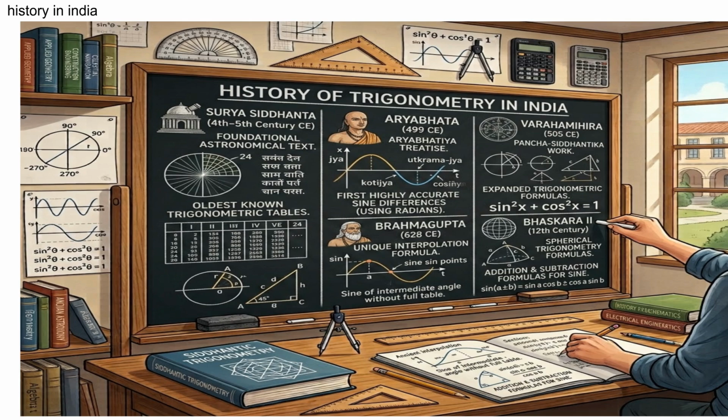Brahmagupta, in 628 CE. He introduced a unique interpolation formula to calculate sine values for any intermediate angle without needing a massive physical table. Bhaskara II, in the 12th century.